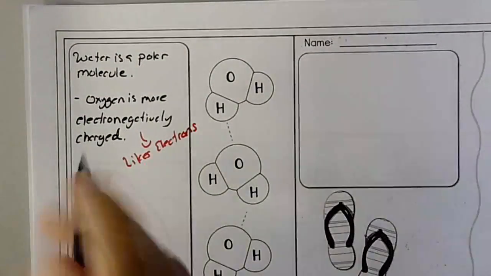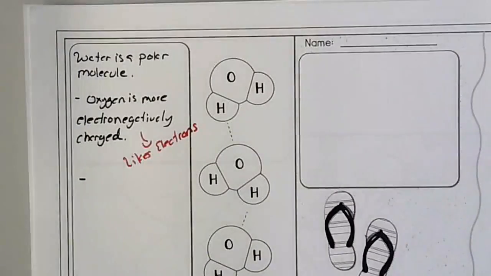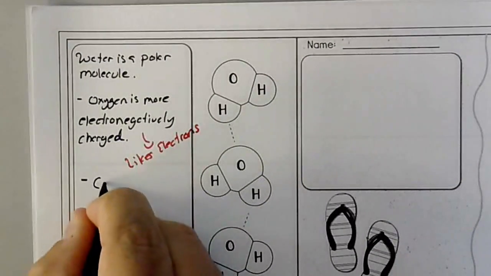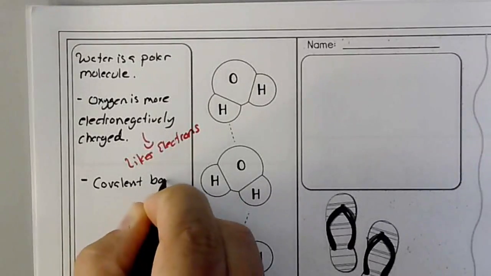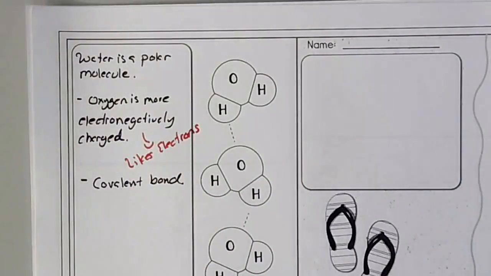So with that being said, if you are a polar molecule, you also form a covalent bond. Now, who can tell me what it means to be covalently bonded? What do you do? Trevor? The atoms share electrons. Right. So you're sharing, and if you're more electronegative, that means you don't share as well. So you want the electrons more.